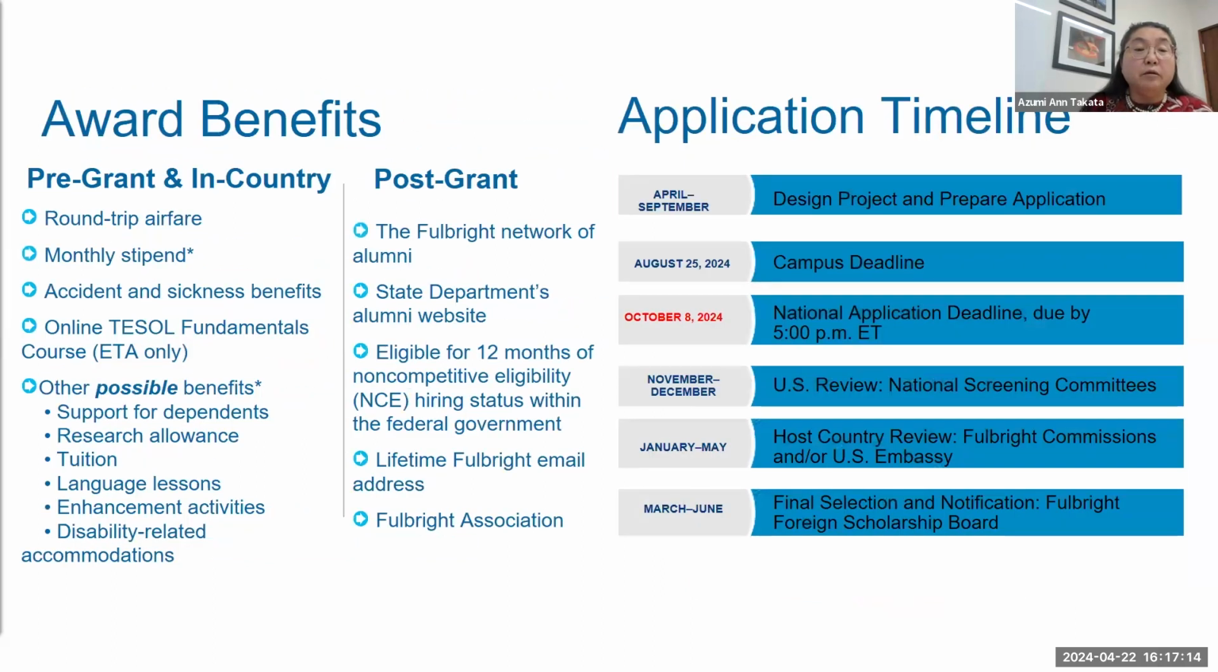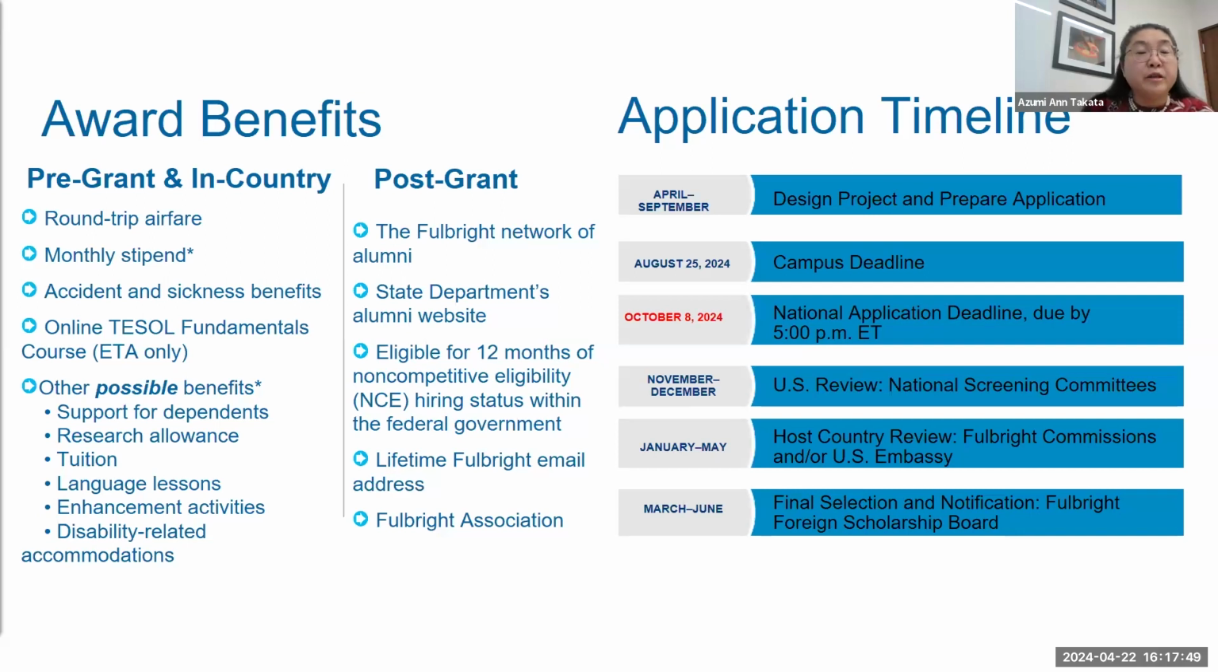Award benefits. If you are awarded a Fulbright Fellowship, you get round trip airfare, a monthly stipend, basically a monthly amount that's enough to cover your living expenses. Not luxurious, but should be enough to pay for your rent, food, and basic living needs. Coverage for your accident and sickness insurance. For ETA applicants, an online teaching English to speakers of other languages fundamentals course.